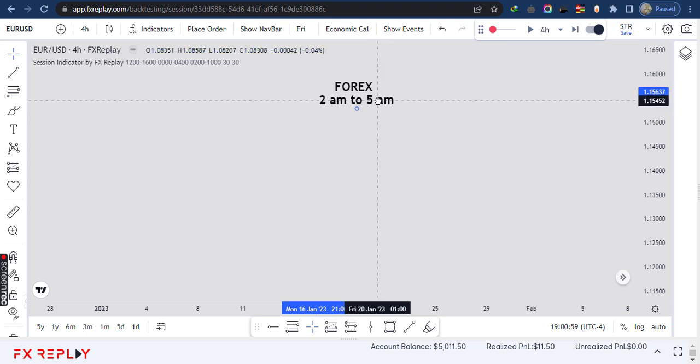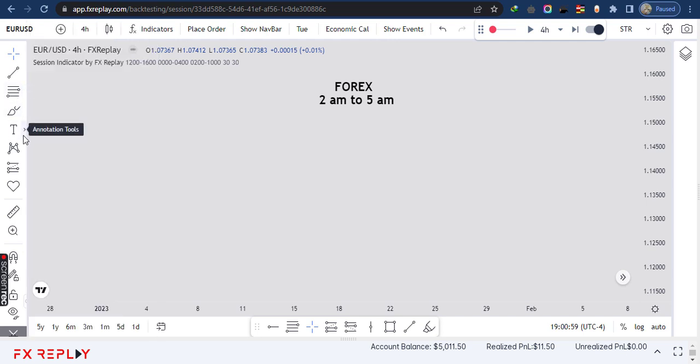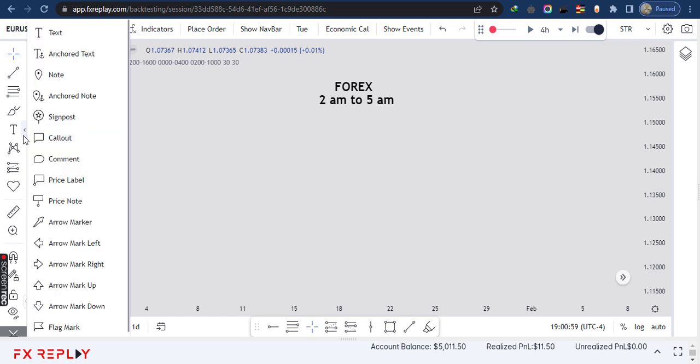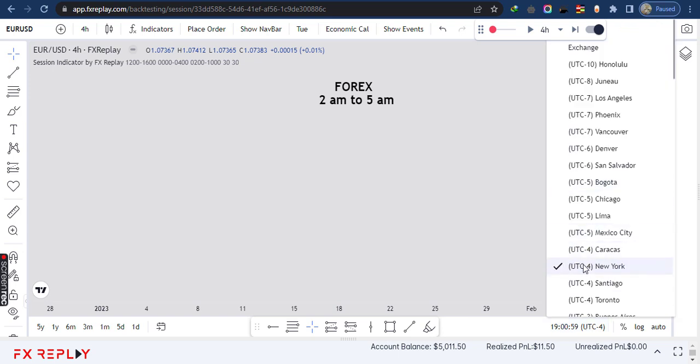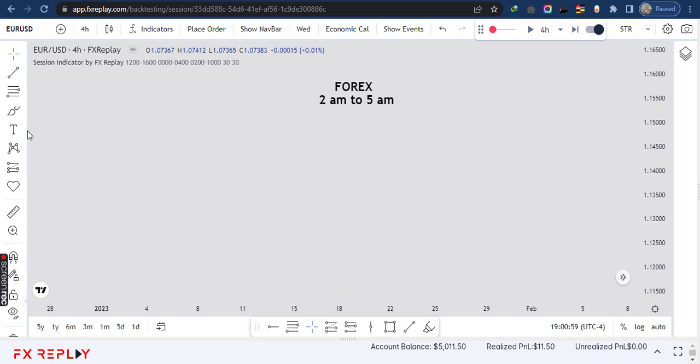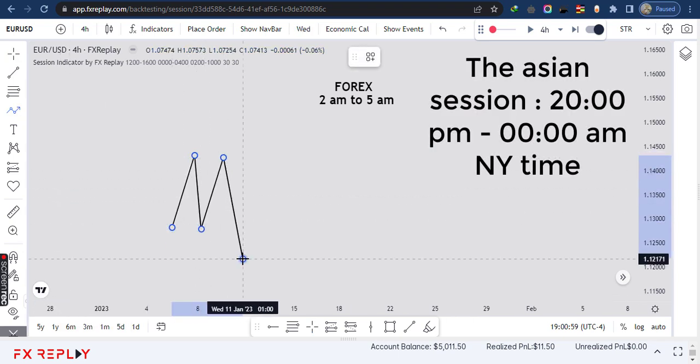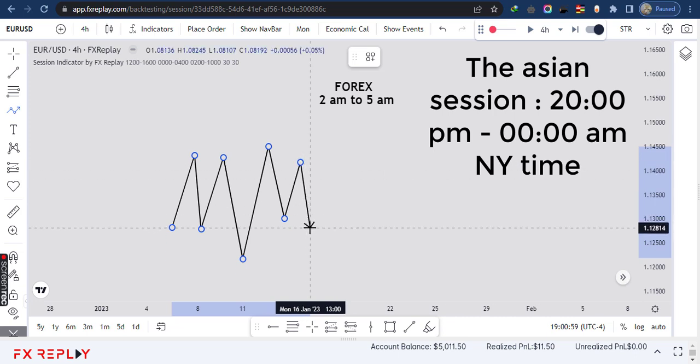So what you want to see is the Asian session. The Asian session is basically from 8 to midnight. This is all New York time, so make sure you change the time from here, make it New York. You want to see the Asian session going to be like this. It's going to be consolidating most times. So this is the Asian session, right?